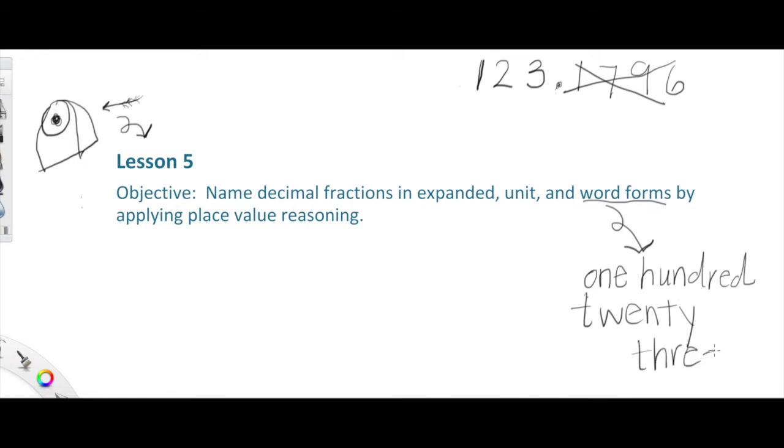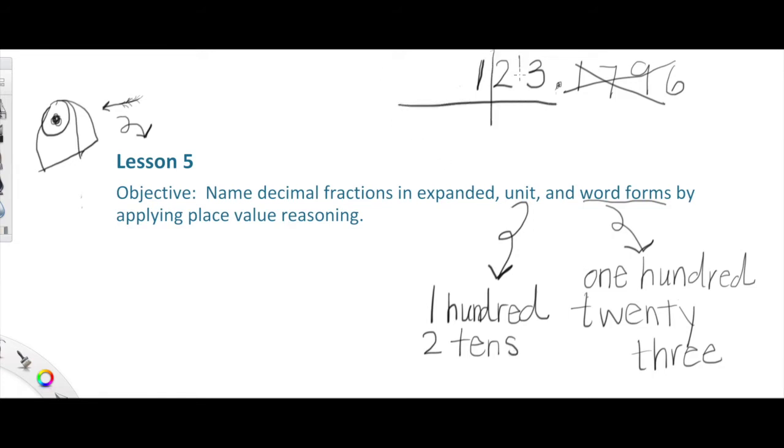Cool. So word form is kind of a gimme. That's pretty easily understandable. Unit form is breaking down this number into units. We have 100. We have 2 tens. So this is really just imagining this on a place value chart and thinking about what do we have in each place value. Well, we have 100, we have 2 tens, and we have 3 ones. So that's our unit form.